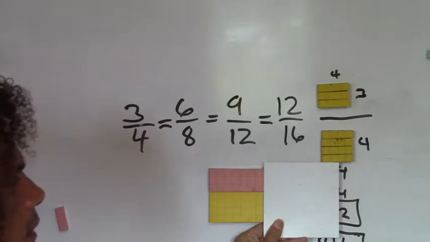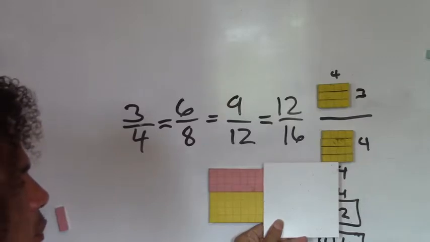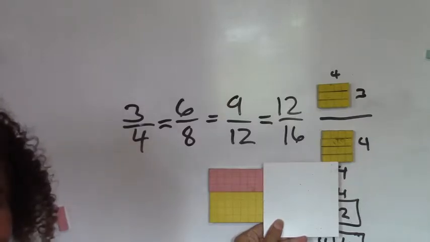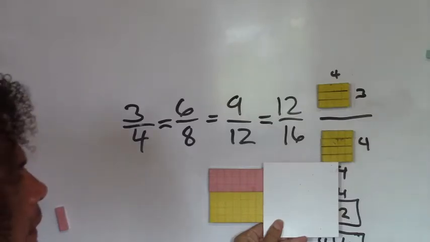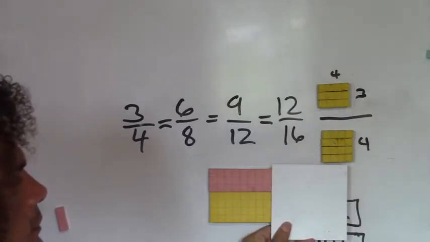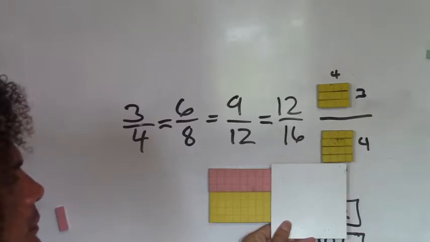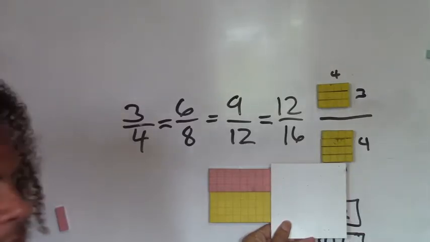I accidentally put 26. Okay, don't do that. You want to put 28. 28. Yes. And then what? And then 22. Wait a minute. How much?